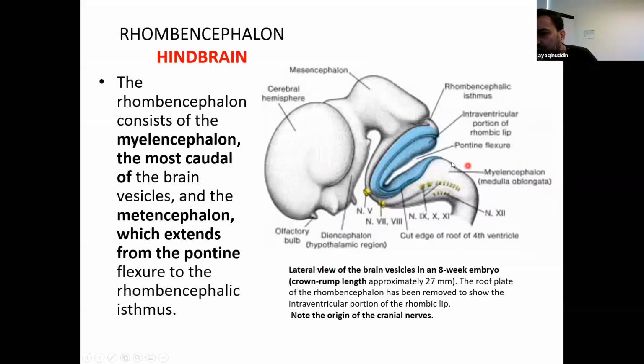So now we are going to put our focus on the rhombencephalon. And among the rhombencephalon, we are looking at the caudal part, which is the myelencephalon. The myelencephalon extends from the pontine flexure to the rhombencephalic isthmus. So this is the rhombencephalic isthmus. This is the pontine flexure. This area is called the myelencephalon, and this myelencephalon gives rise to the medulla oblongata.